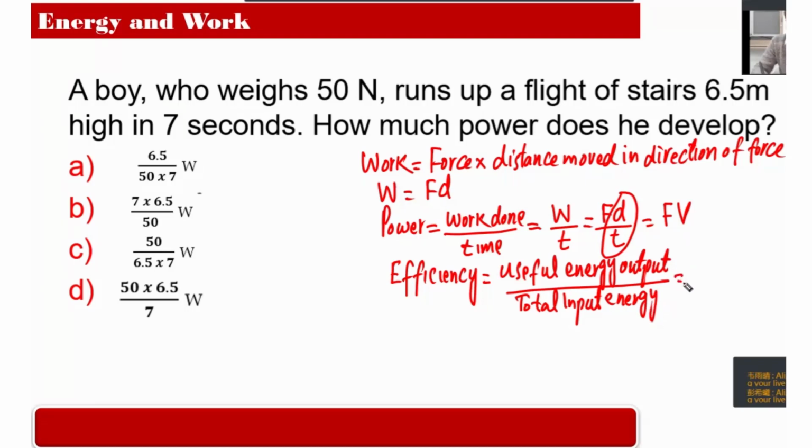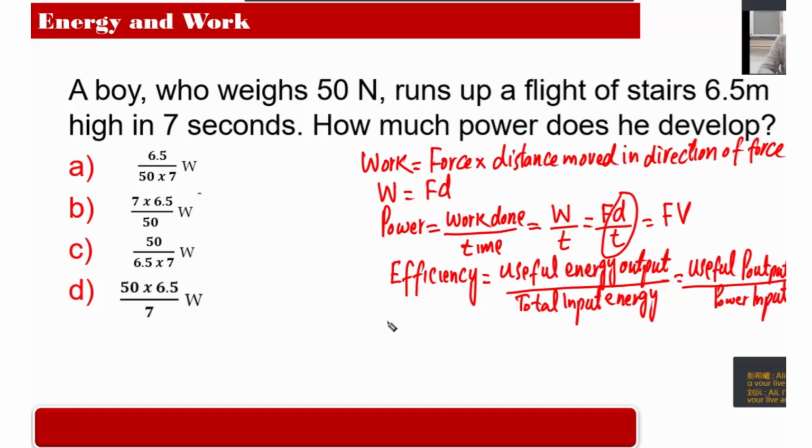But you can also define it this way: efficiency is equal to useful power output divided by power input. We can also define efficiency in terms of power. So this is how you can define efficiency as well.